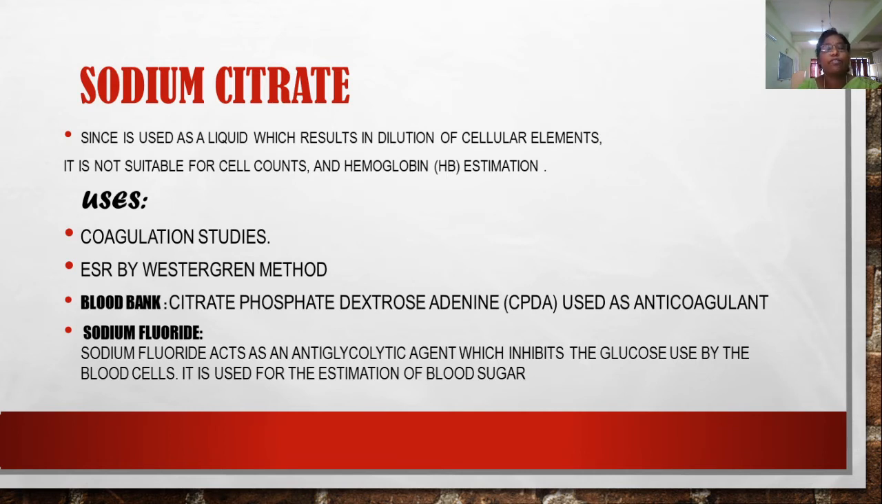Sodium fluoride acts as an anti-glycolytic agent which inhibits the use of glucose by the blood cells. It is used for the estimation of blood sugar. For blood sugar we need an anticoagulant sample. Sodium fluoride is an anticoagulant used for estimation of blood sugar levels.